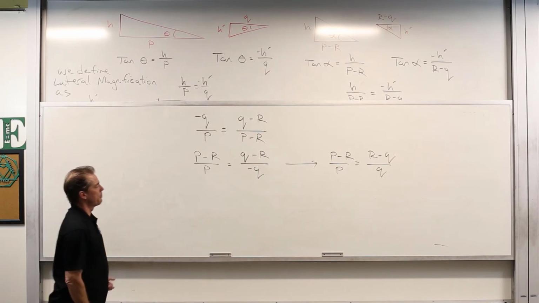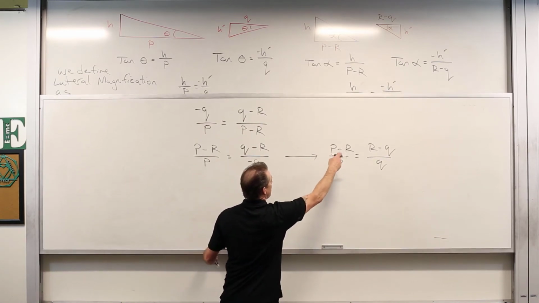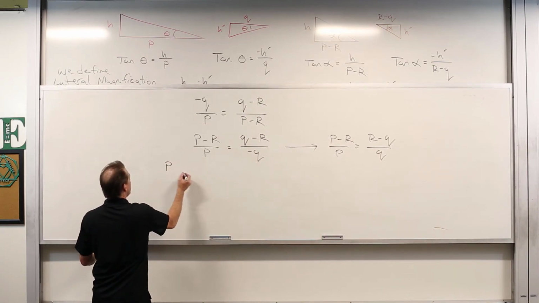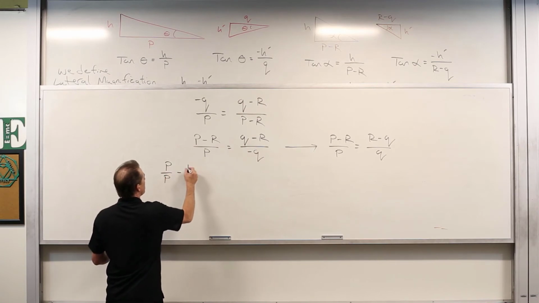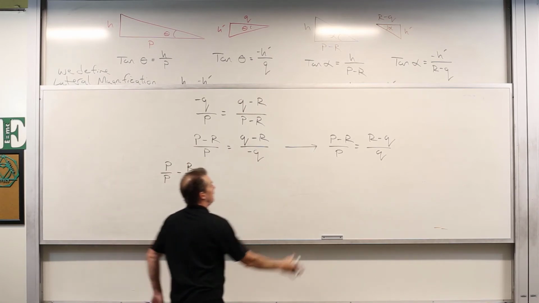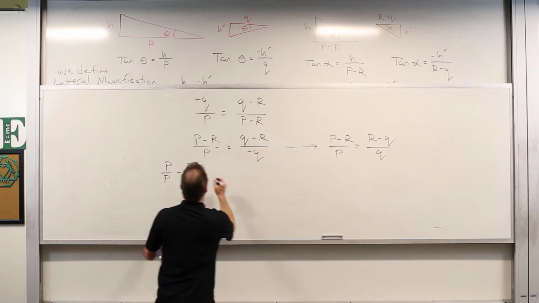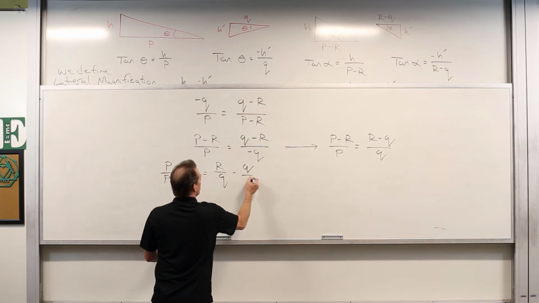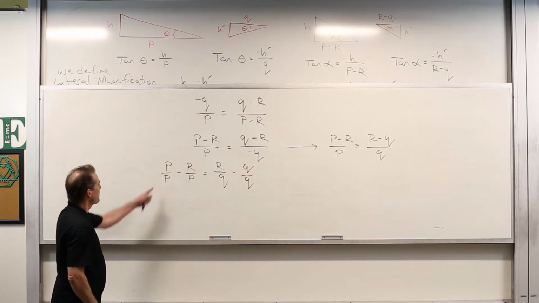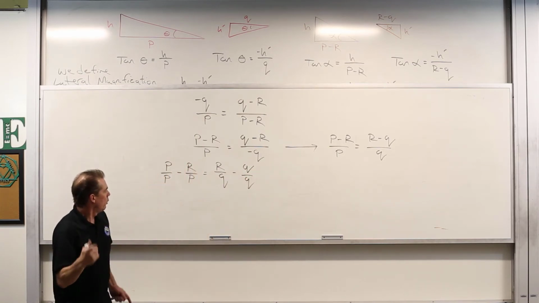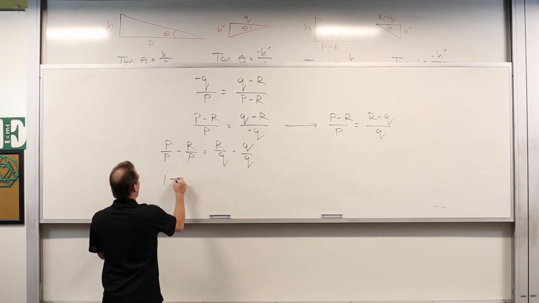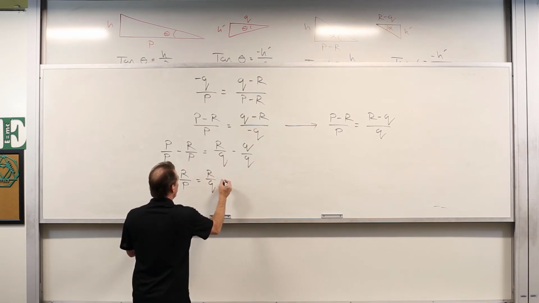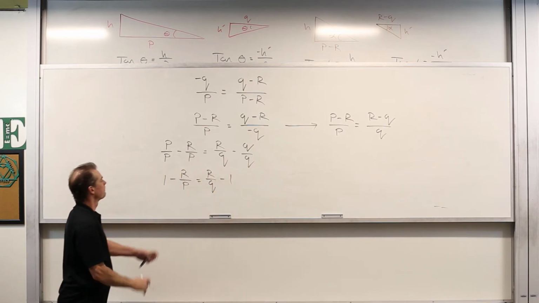We can start breaking things apart. We can write this as p over p minus r over p. Let's do that here. P over p minus r over p for this. And we'll break this one up. This has to be equal to r over q minus q over q. That's good. Well, what's p over p? 1. What's q over q? 1. So we've got ourselves 1 minus r over p is equal to r over q minus 1.